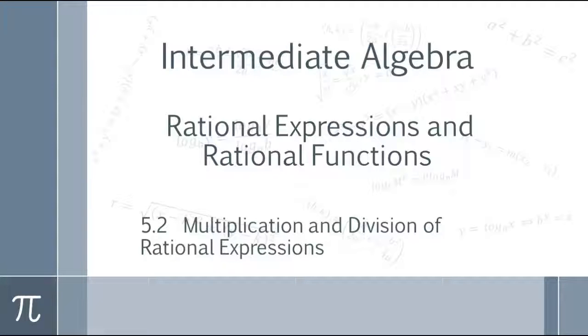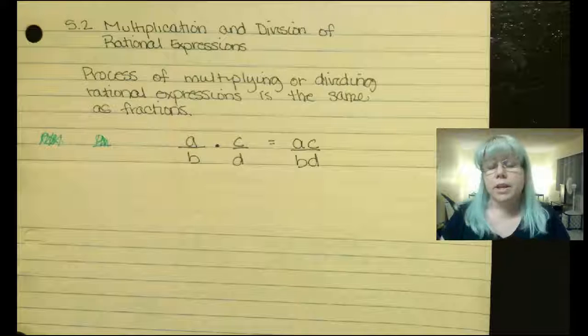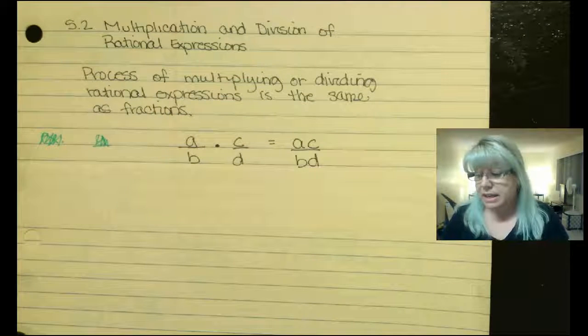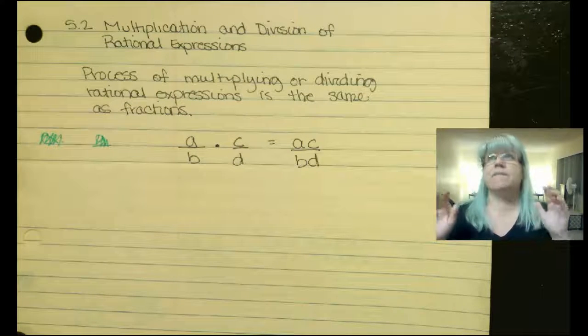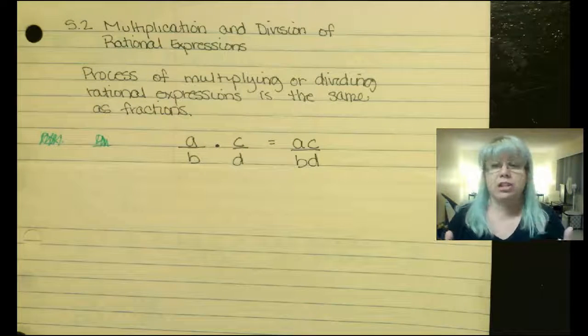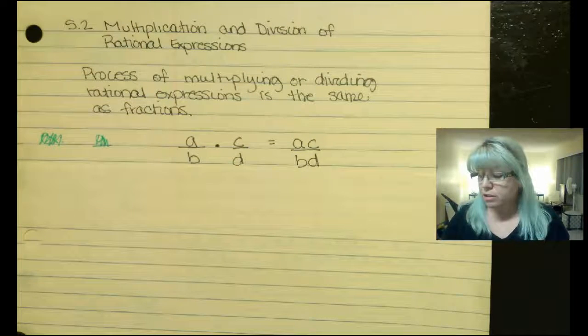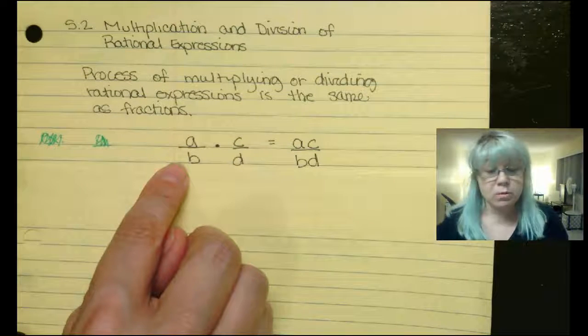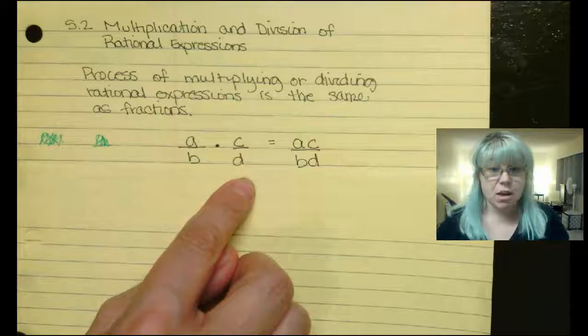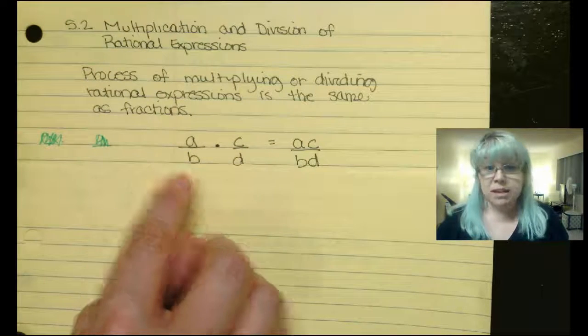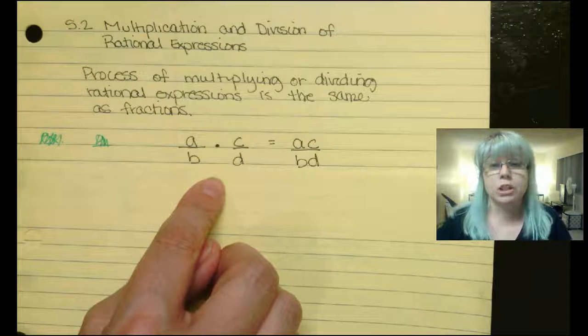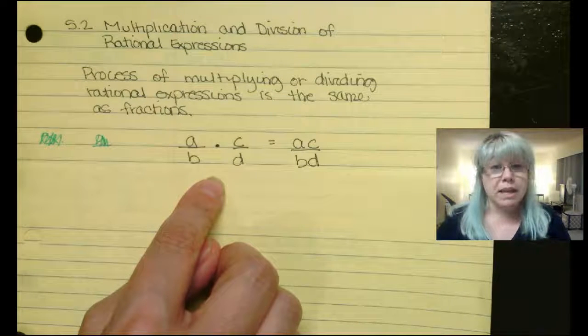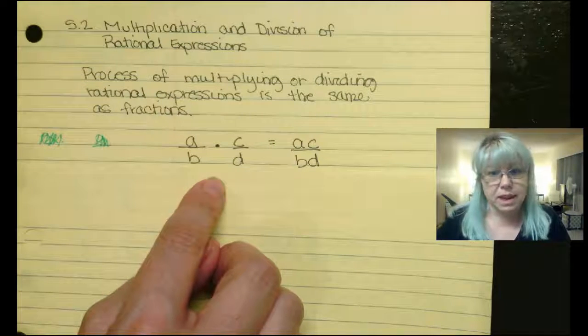Greetings and welcome to the series of lectures on rational expressions and rational functions, 5.2, multiplication and division of rational expressions. The good news is the process of multiplying and dividing rational expressions is incredibly similar to fractions. So if you remember, if we had two fractions, A over B, and we wanted to multiply it by another fraction, C over D, all I do is multiply the numerators, multiply the denominators, and then I want to make sure that it's in lowest terms. Multiplying rational expressions is exactly the same thing.